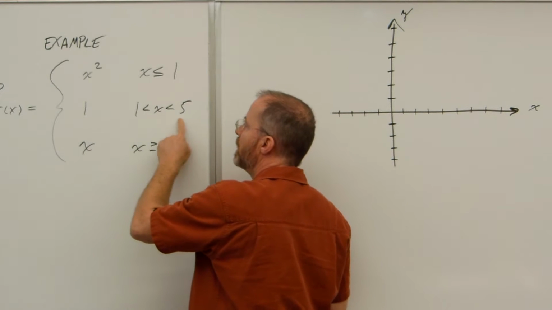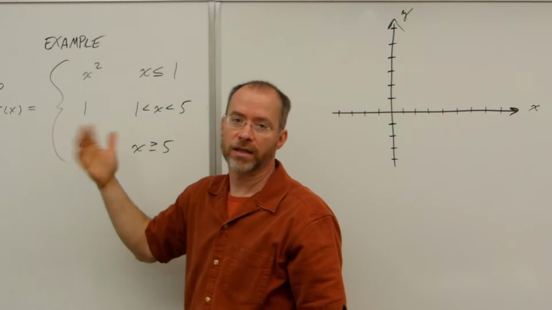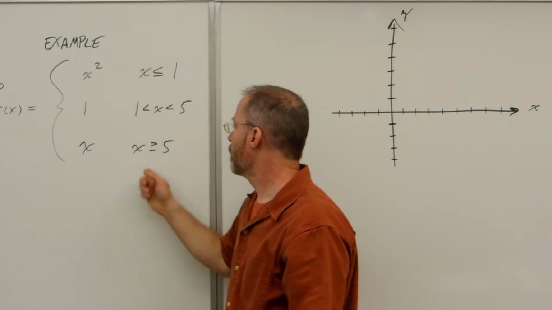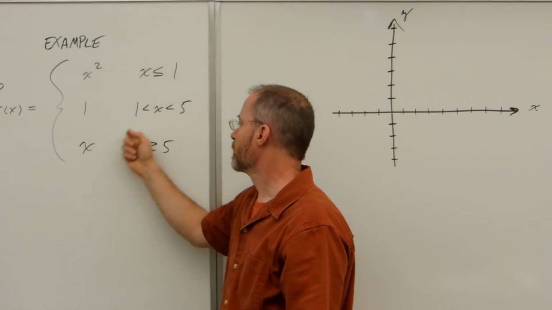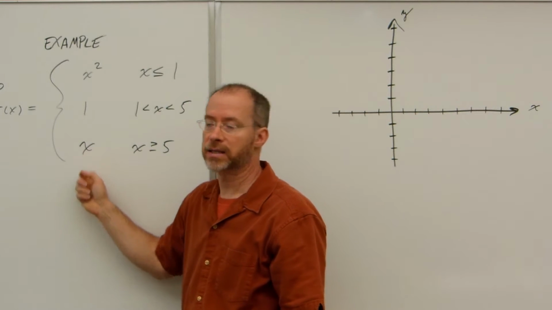When x is between 1 and 5, the outputs are just going to be 1. f of x equals the constant function 1. And when we're inputting something that's 5 or more, then we're going to pay attention to this formula, x.